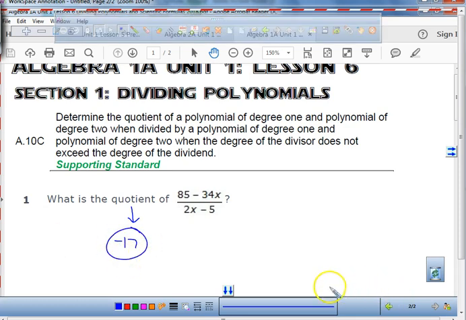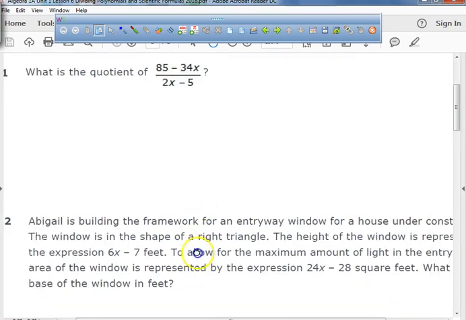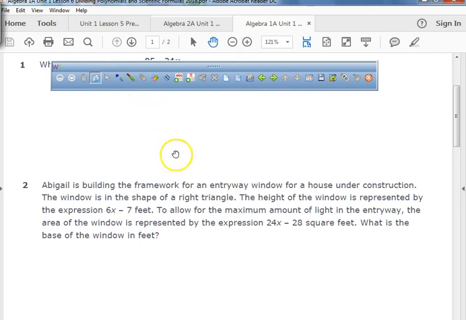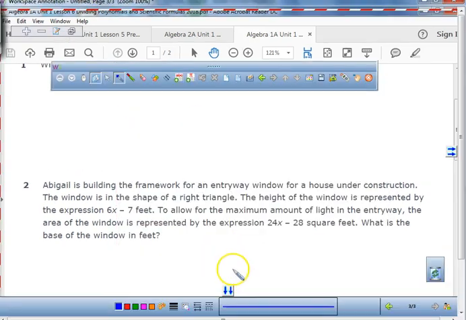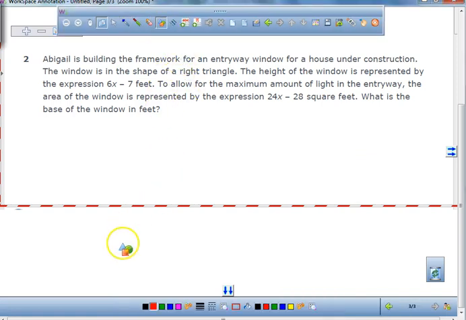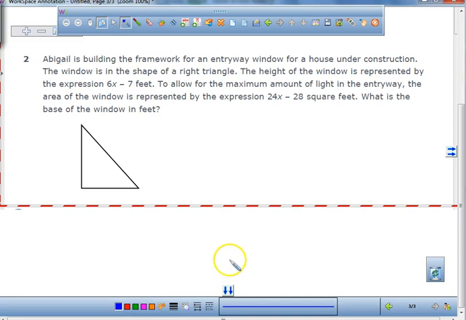But I want to work on that. Okay, everybody. We got a big problem ahead of us right here. Big problem. All right? It says Abigail is building the framework for an entryway window for a house under construction. Now the window is in the shape of what? Right triangle. So here's what I want you guys to do. Please make a right triangle on the thing.